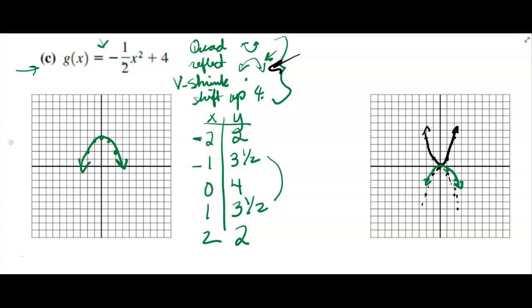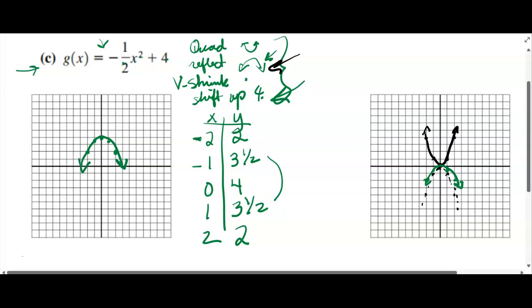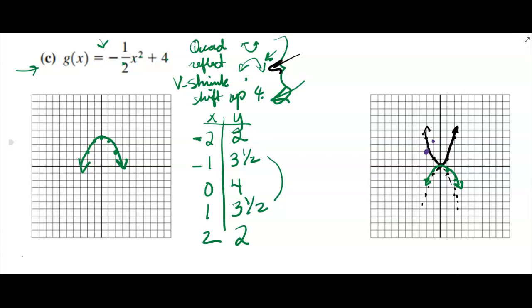Great. Now I've got to shift it up 4 units. So take all those points that I had. Let me do it in purple, I guess. So I was here at -2, 2, but I got to shift up 1, 2, 3, 4. It puts it right there. I take my -1/2 and go up 4. 1, 2, 3, 4. I take my 0, 0 and go up 4. 1, 2, 3, 4. And then the same thing on the other side because it is symmetric. And I get that graph. That should be what my other one looks like right here.